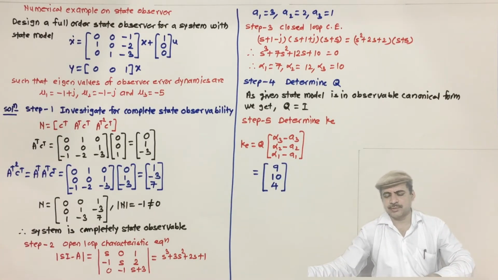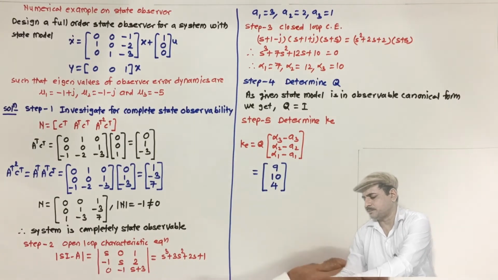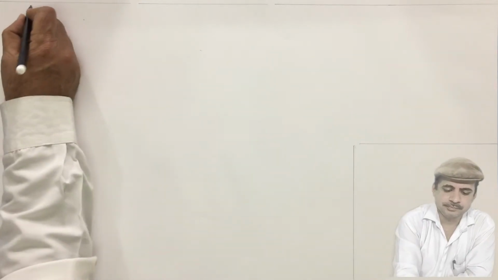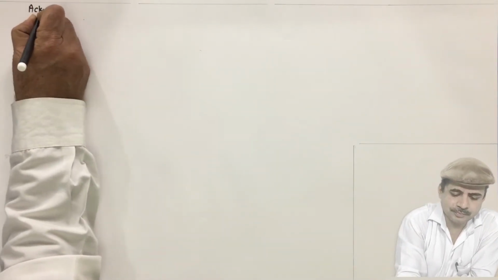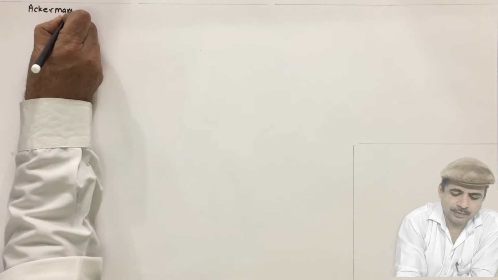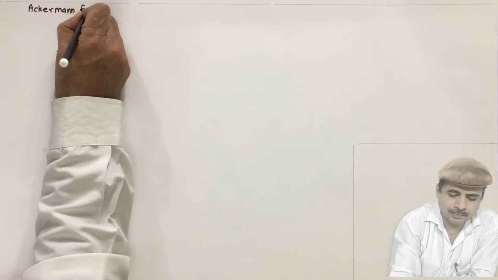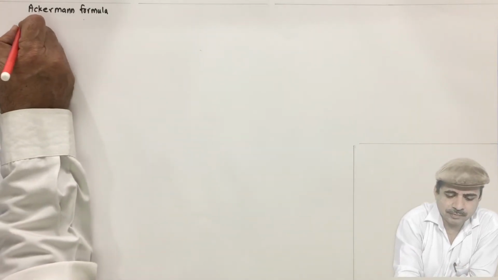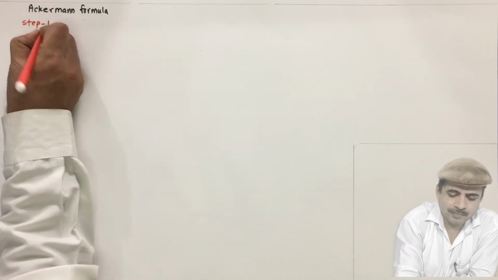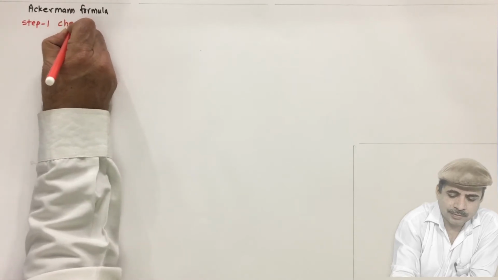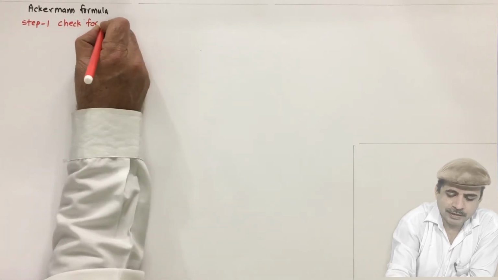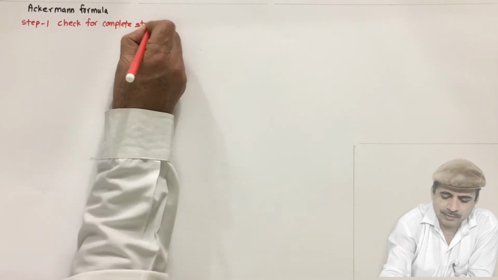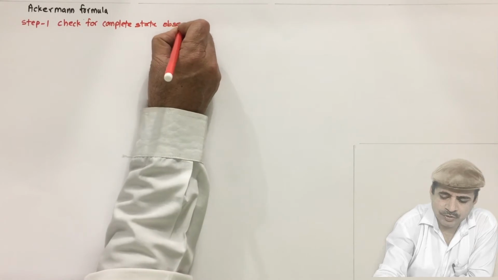Now we will solve the same problem by Ackermann's formula. So here, what is step 1? Check for complete state observability.